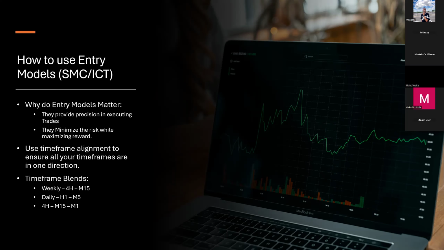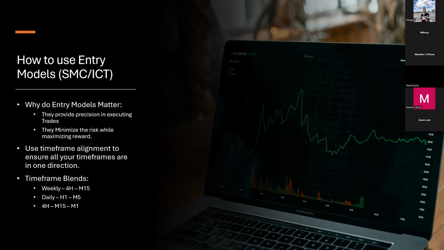So these entry models provide the precision in executing that buy trade, even if you know that the Nasdaq or the Euro USD, for example, is going to be bullish. They minimize the risk that you can potentially take and they maximize your reward. Now, what does this mean? You will be putting your stop loss on a 5-minute low and your take profit on a 1-hour high.